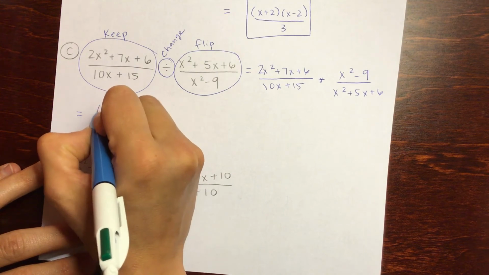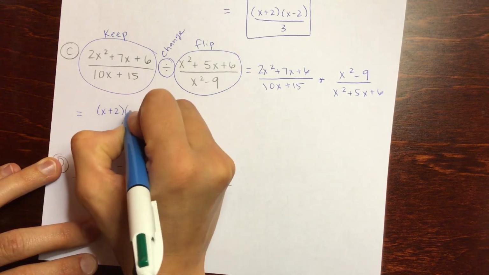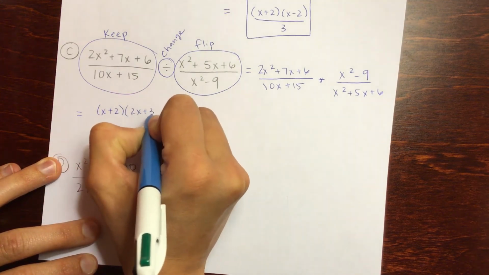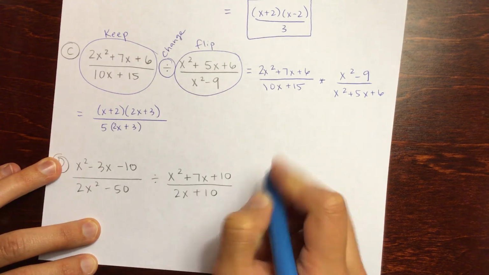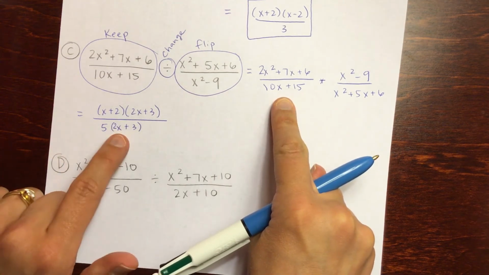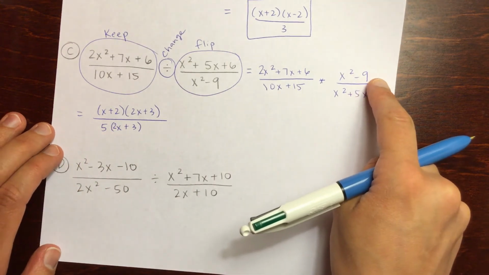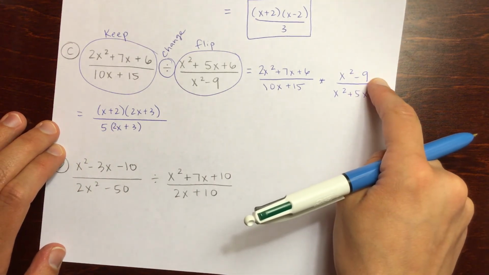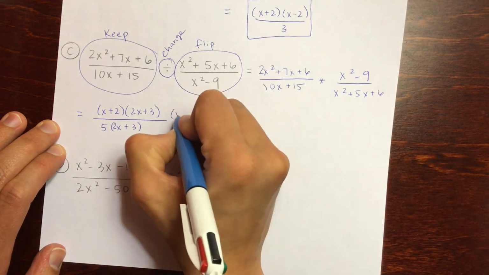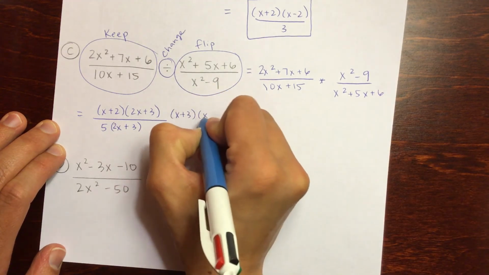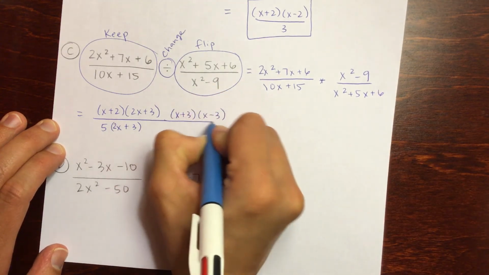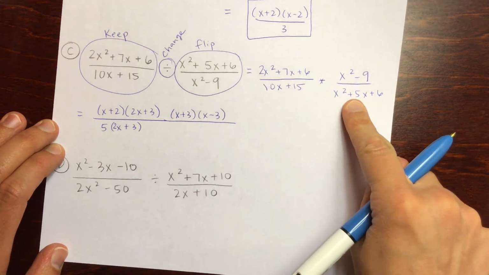My first numerator, my first denominator, I can divide out a 5. Second new numerator, difference of squares. Second new denominator.